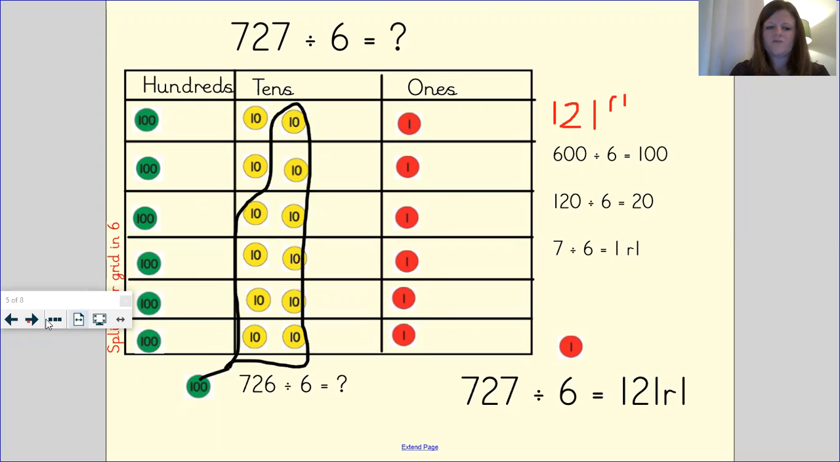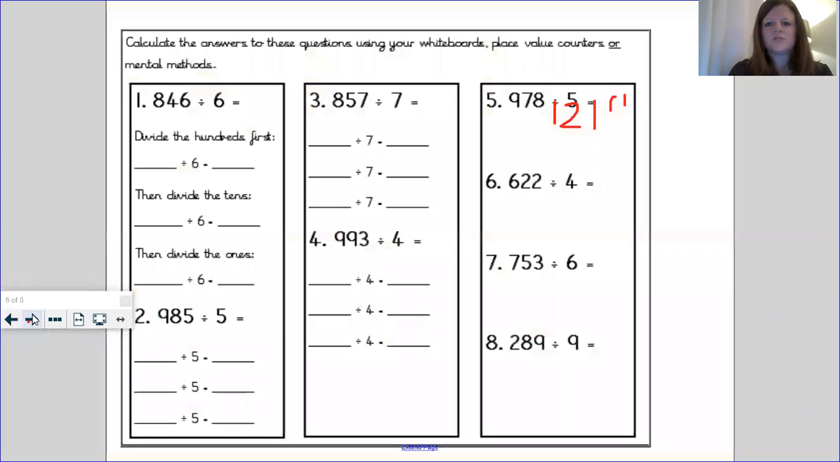Okay, if you are feeling confident, then it's your turn. Download the worksheet that I have put underneath the learning video and have a go. It's the same layout as we've done every day now for nearly 2 weeks. We have got your do it, which are just some straightforward repeating of what we've done together online on this video. We've got 846 divided by 6.